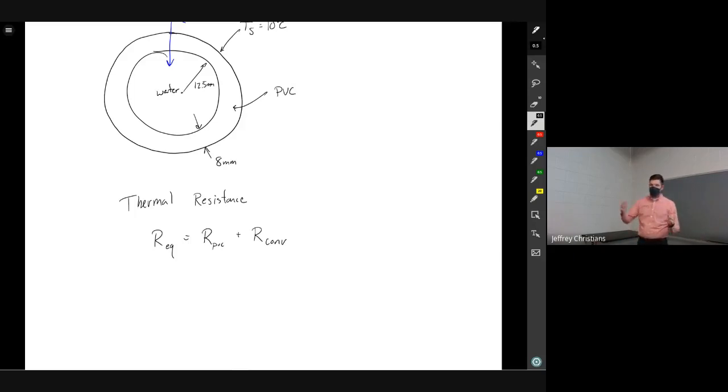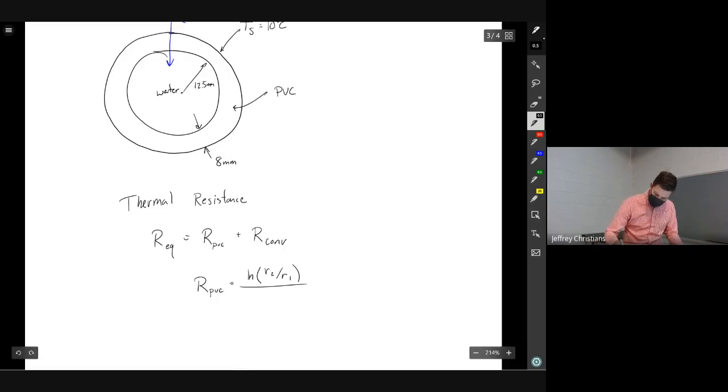And because our pipe is relatively long, and this is just a single section, we're going to get heat transfer. We're going to get resistances per unit length. So this is equal to, well, our PVC is the natural log of R2 over R1 divided by 2 pi K.